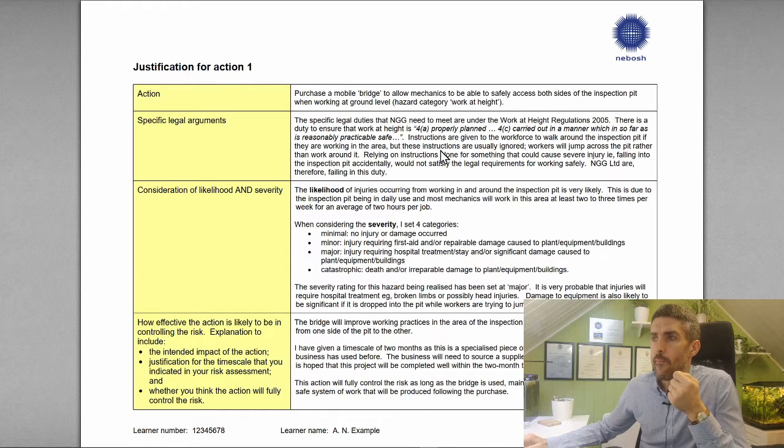And what they've put in the example is the specific duties that NGG need to meet under Work at Height Regulations 2005. There's a duty to ensure that work at height is, and Regulation 4A says that work at height has got to be properly planned, and then Regulation 4C, work at height has got to be carried out in a manner which, insofar as is reasonably practicable, safe. Now, it's important on this bit that you don't just chuck references to specific legislation without some sort of justification as to why you're putting that in there.